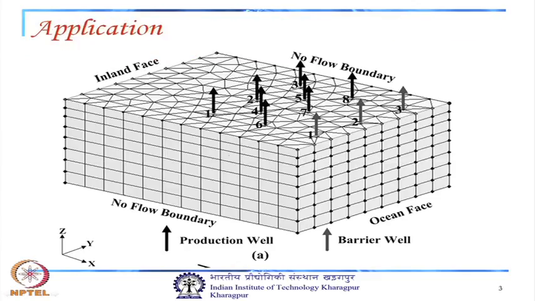So, let us consider one hypothetical example. In this particular phase, let us say this is our ocean phase or sea phase. These three wells are extraction or barrier wells, and these wells are our production wells, and these two boundaries are no flow boundaries, and this is our inland phase.